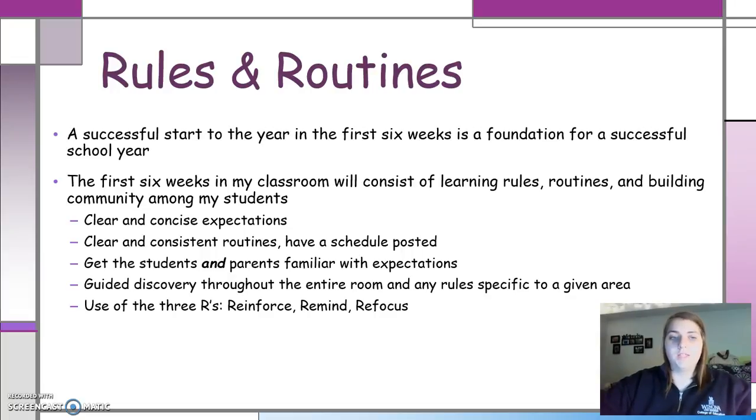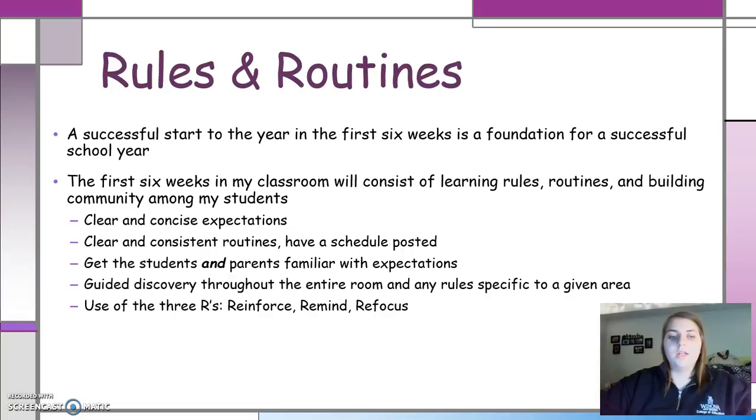And I really think that doing this, especially the very first week and the very first few days, is going to set me up for a successful year, because those routines are something that they're going to do every day. Those expectations are going to be things that are expected of them every day. And so getting those set right away, I think, is extremely important.